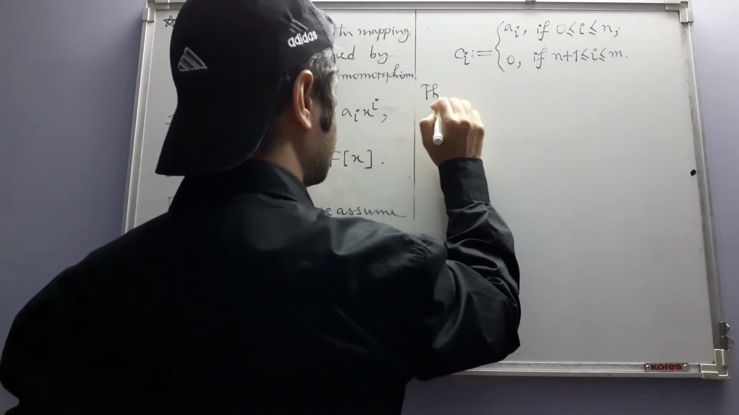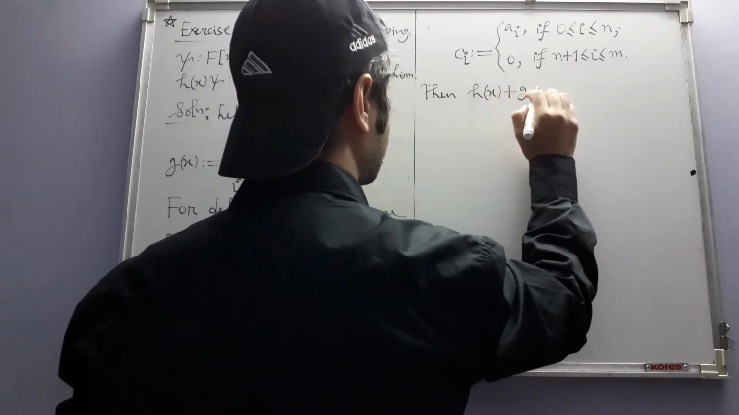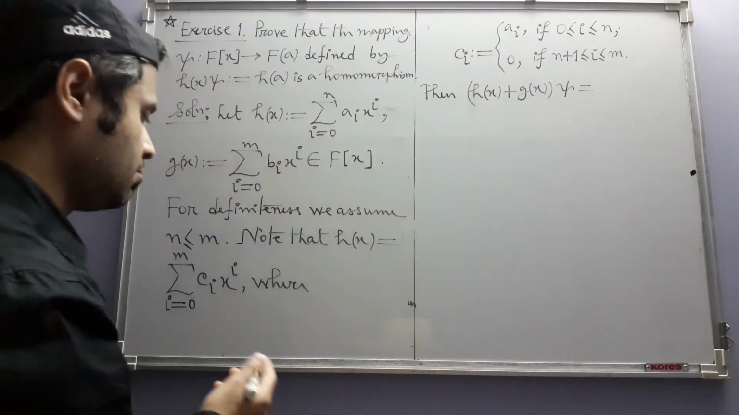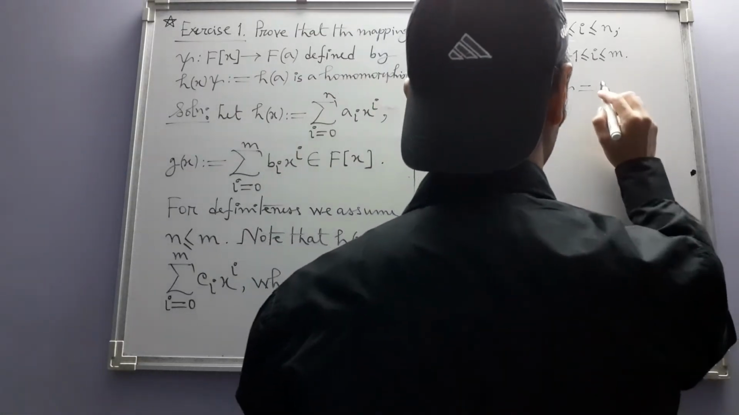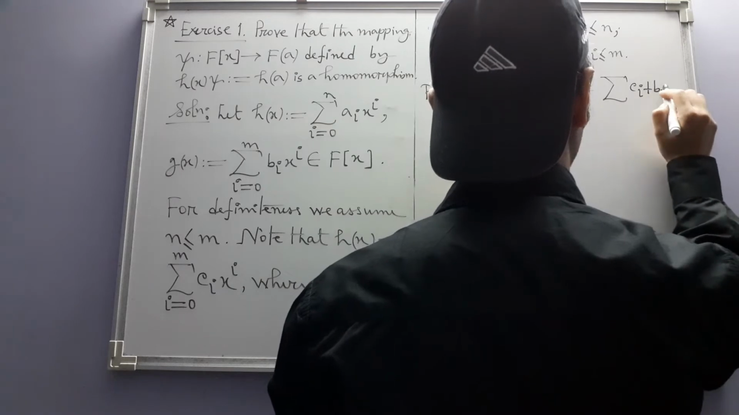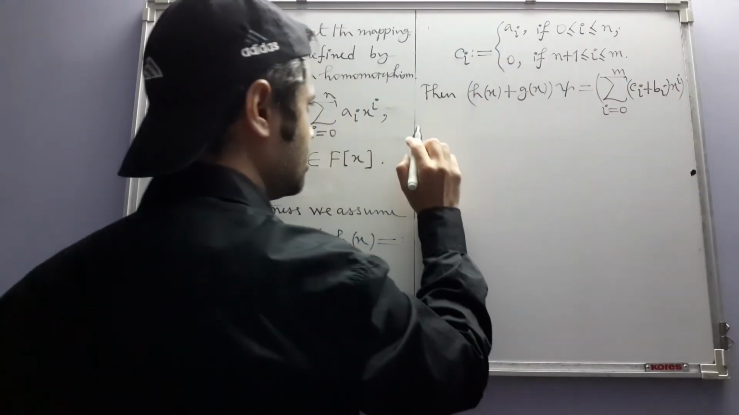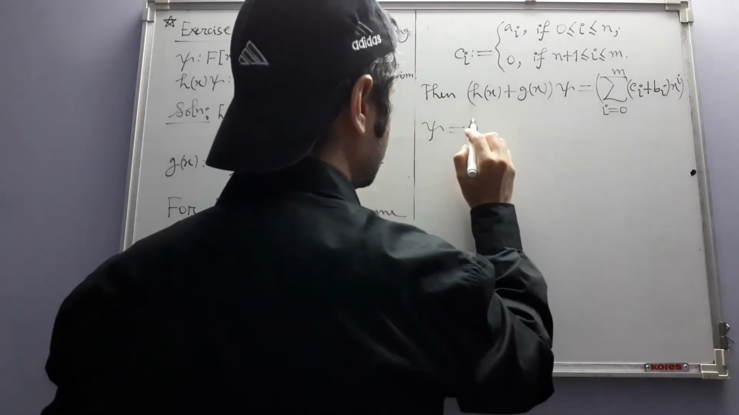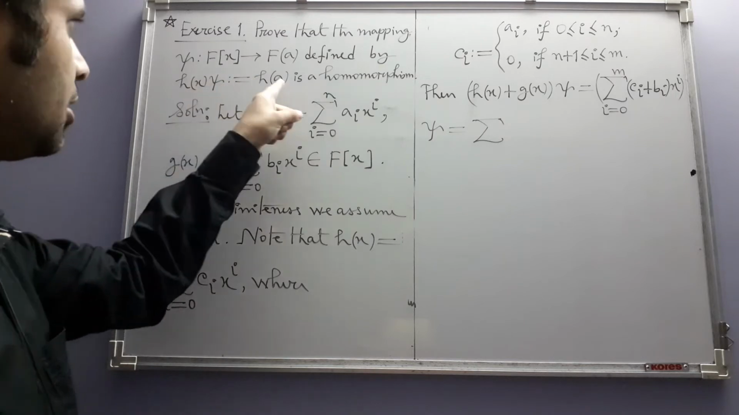Okay, then (h(x) plus g(x)) psi, it will be equal to what? Now the sum will be very easy because i varies from 0 to m in both the polynomials. So it will be summation of (c_i plus b_i) x to the power i, where i varies from 0 to m. On this we are applying psi. I should have written psi on that side, but there is no space. So we are evaluating this polynomial. Applying psi on this polynomial means what? We are evaluating this polynomial at the point a.